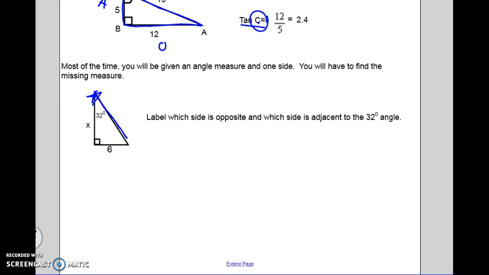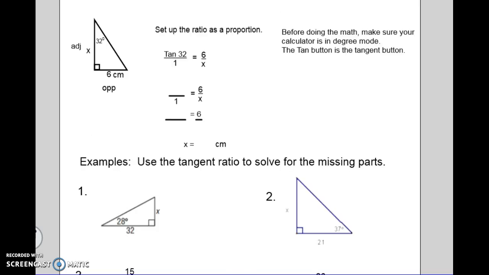What would I call this side right here? Hypotenuse. What would I call this one? Opposite. This one? Adjacent. Okay? Flip your paper over. So we have hypotenuse, opposite, adjacent.